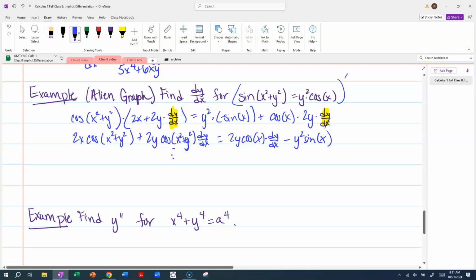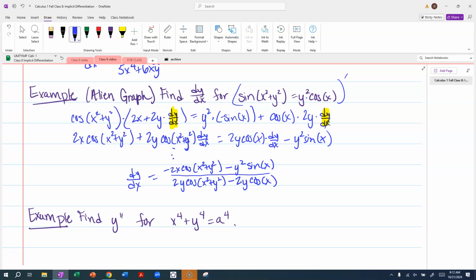Okay, and now I'm going to skip a few steps. If you rearrange and solve for dy/dx, you'd need to move the 2x cosine of x squared plus y squared over by the y squared sine x. So this would be negative 2x cosine of x squared plus y squared, and then minus y squared sine of x. Then I'd have to move this 2y cosine x to the other side, factor out the dy/dx, and then divide it all over. So the denominator is 2y cosine of x squared plus y squared, and then minus 2y cosine of x. It's a little messy, a little complicated algebraically, but there you go.